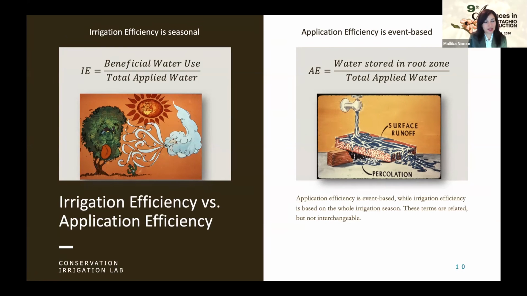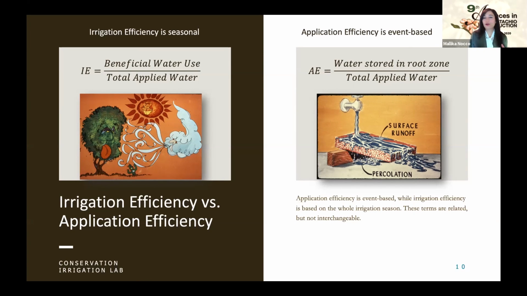And one is thinking about irrigation efficiency as opposed to application efficiency. So irrigation efficiency is seasonal. We define it as the beneficial water use over the total applied water. And this is over the whole course of your irrigation season. And that's kind of the temporal component there. Application efficiency is event-based. So this is in the course of one application.